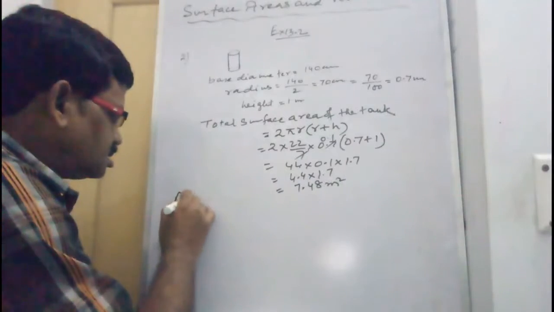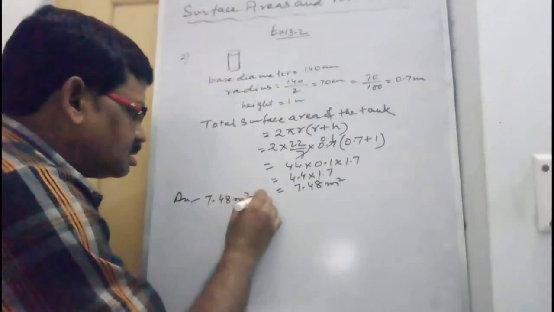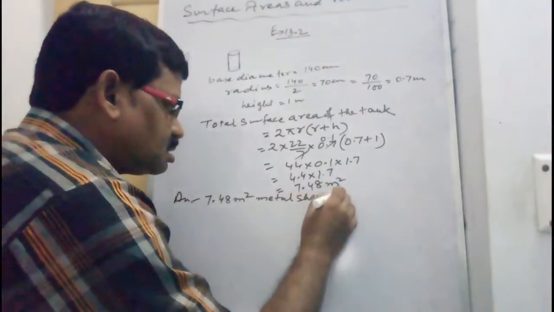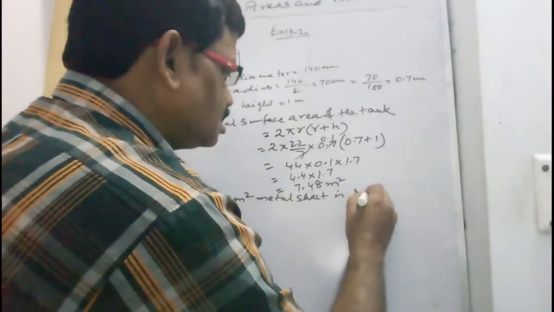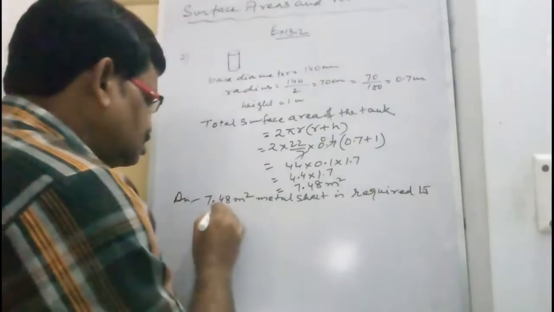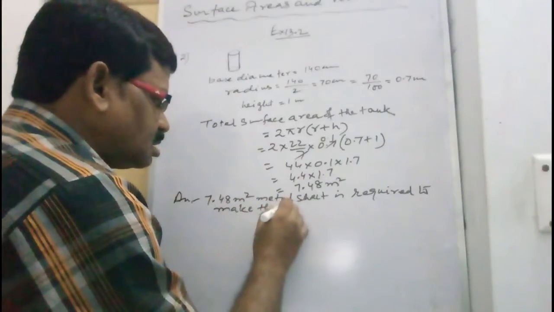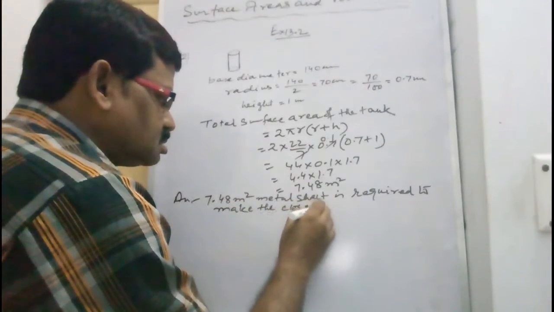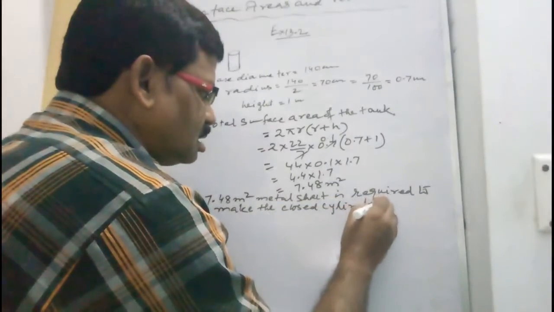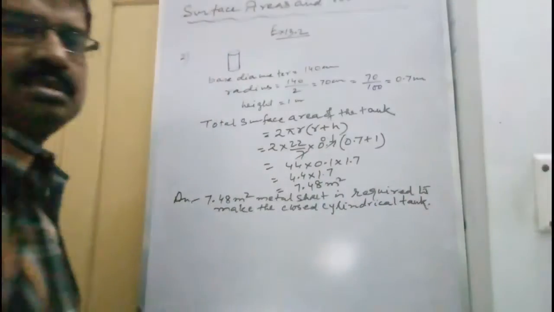So answer: 7.48 meter square metal sheet is required to make the closed cylindrical tank.